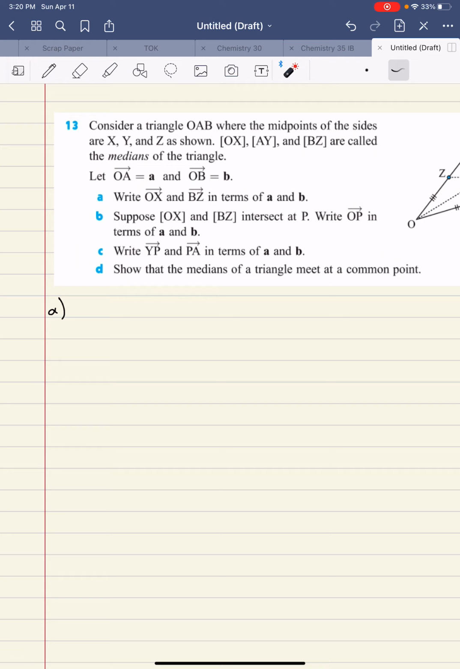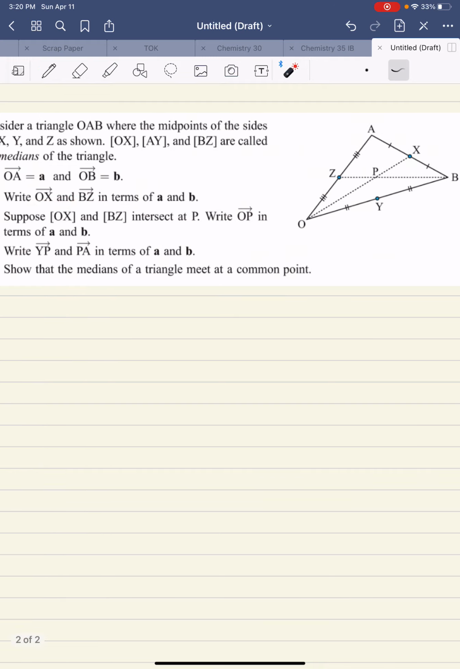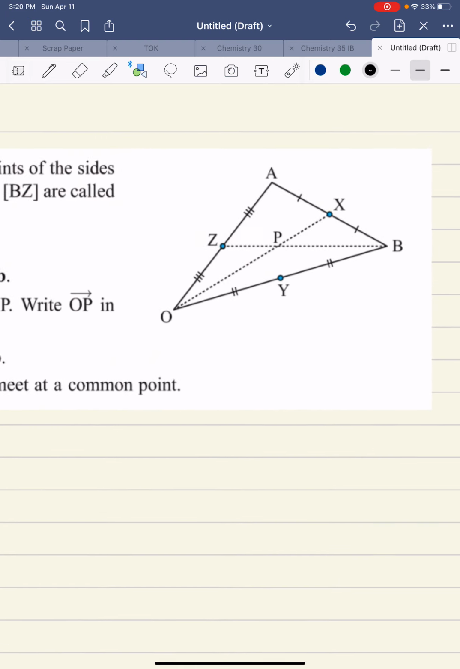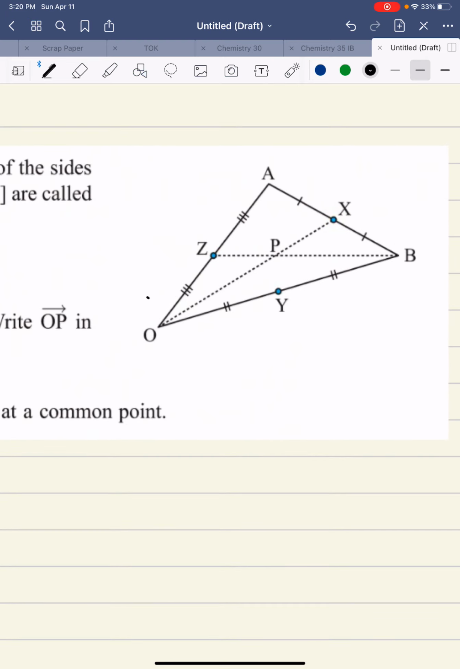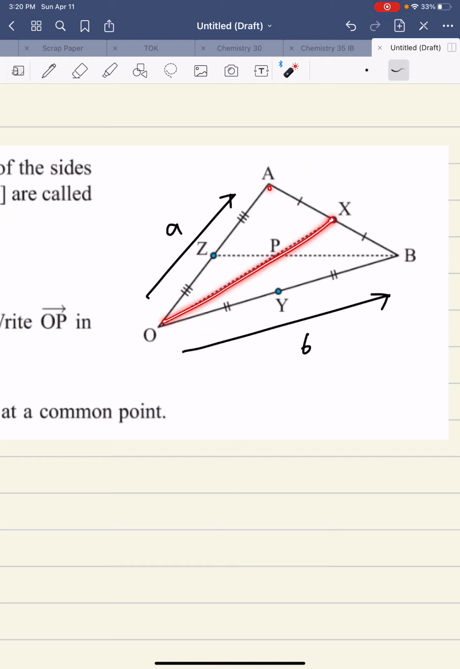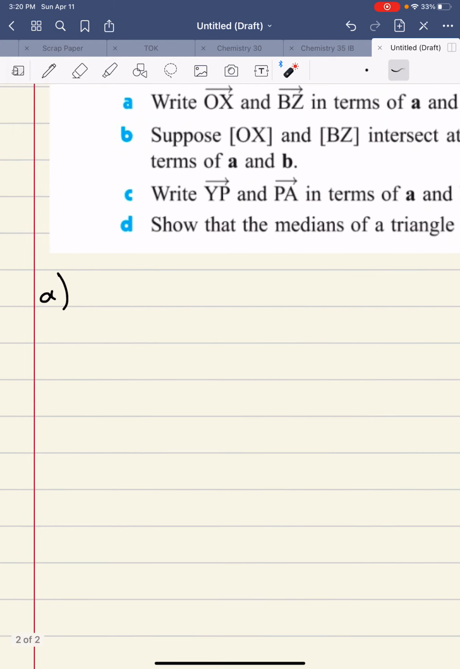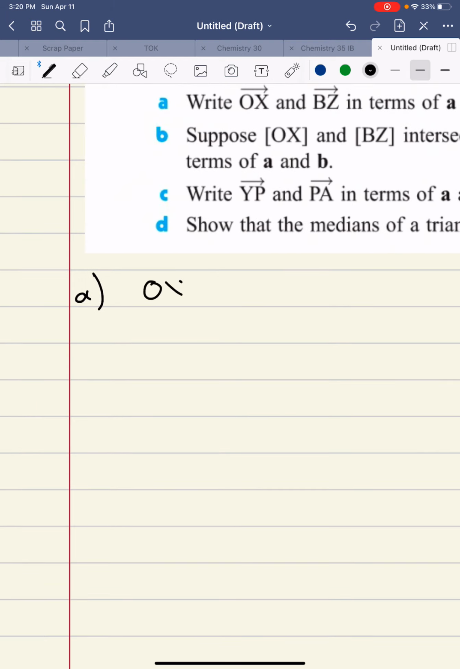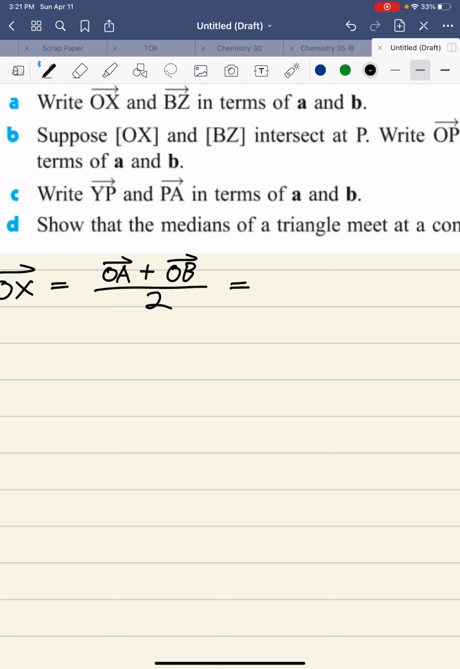So A is: write OX and BZ in terms of a and b. So this entire thing here, that's a, and this entire thing here, that's b. So if we want to write OX, that's just the median of a and b. So OX is just (OA plus OB) over 2. Then that equals (a plus b) over 2.